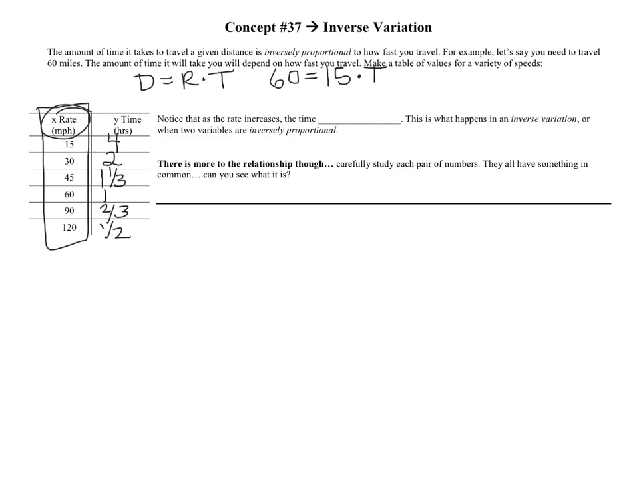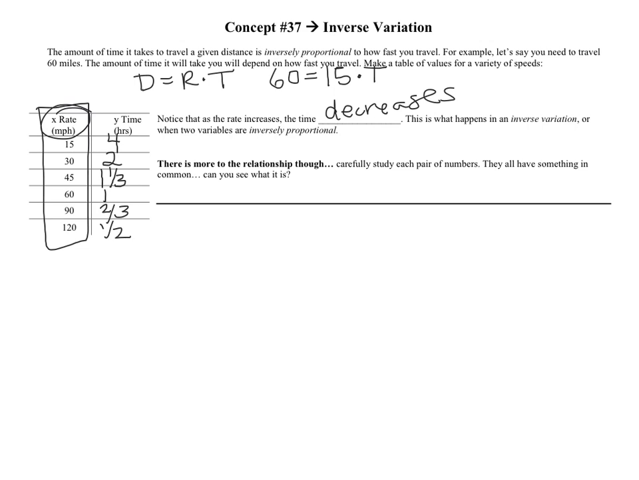So notice that as the rate increases, what happens to the time? It decreases, right? So this is what happens in an inverse variation, or when two variables are inversely proportional or vary inversely.